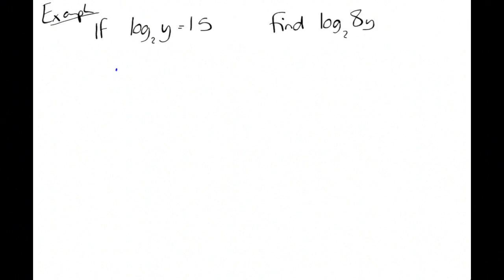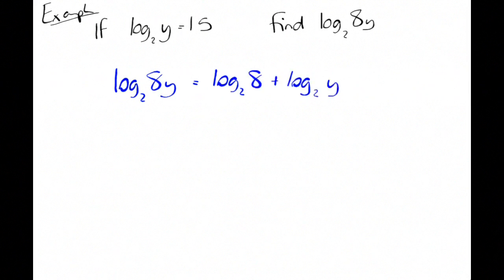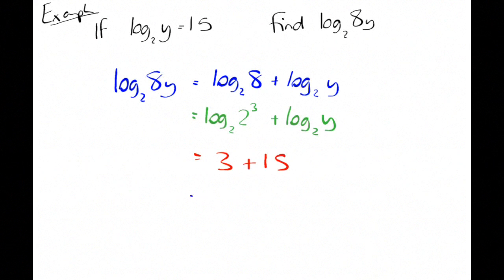Another example, if log to the base 2 of y equals 15, find log to the base 2 of 8y. Don't be tempted to work out what y is, there's no point, it's some stupidly big number. Log to the base 2 of 8y is the same as log to the base 2 of 8 plus log to the base 2 of y. Well, log to the base 2 of 8 is the same as log to the base 2 of 2 cubed, which is 3. So I get 3 plus log to the base 2 of y, which we're told was 15. 3 plus 15, 18.